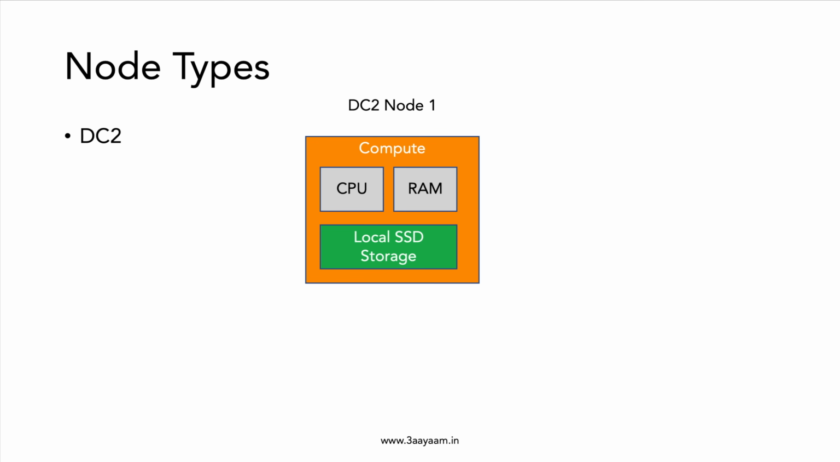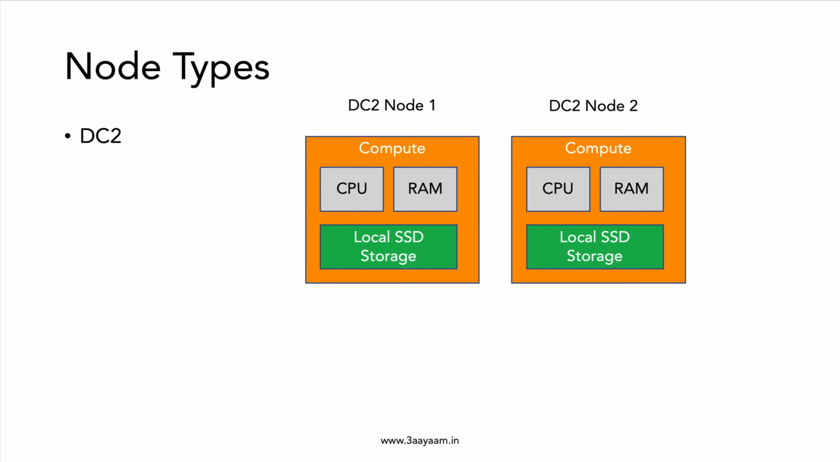Now if you have to increase storage, you have to add one more node. Even though you do not need compute, you'll have to add one more node if you need more storage. The other way around, if you need, let's say, more compute, you'll have to add one more node even though you do not need more storage.